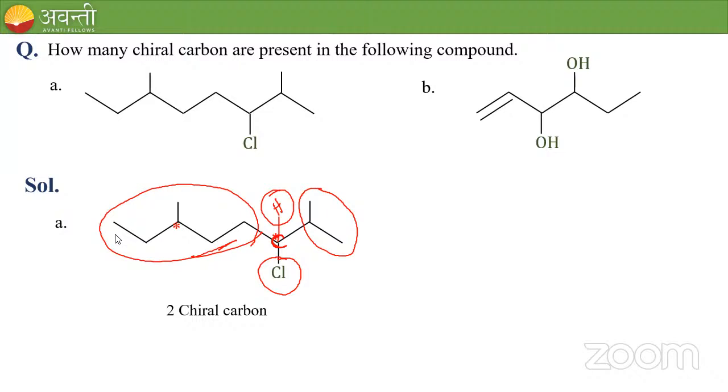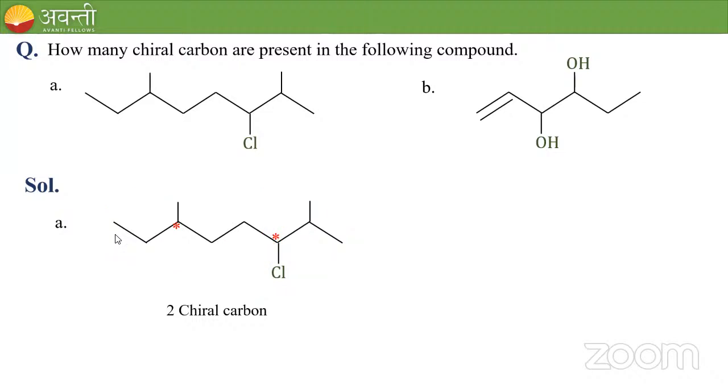So the other carbons, if you try to check, if I go for this carbon, this carbon is having only 2 bonds around it. So the remaining 2 are hydrogen. So 2 groups are same. So that carbon cannot be a chiral carbon, right? In the same way, if you try to look for the other carbons also, you will end up with the same thing. So there are only 2 chiral carbons in the first compound.